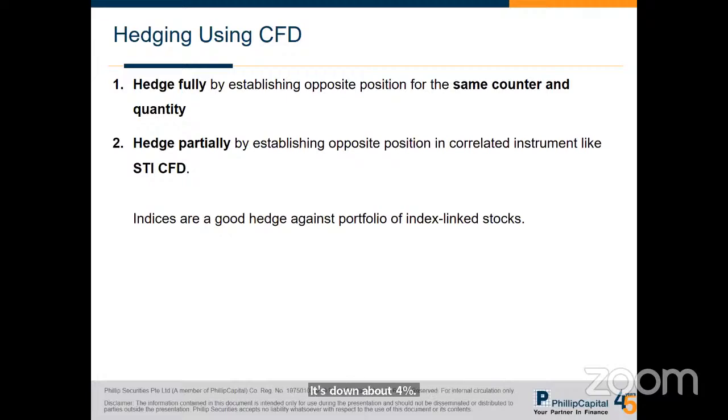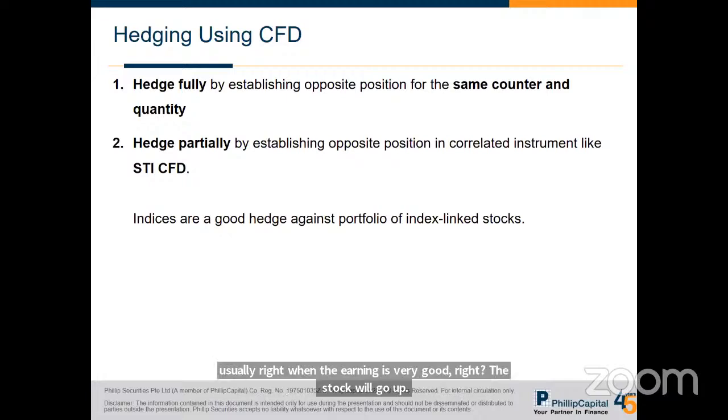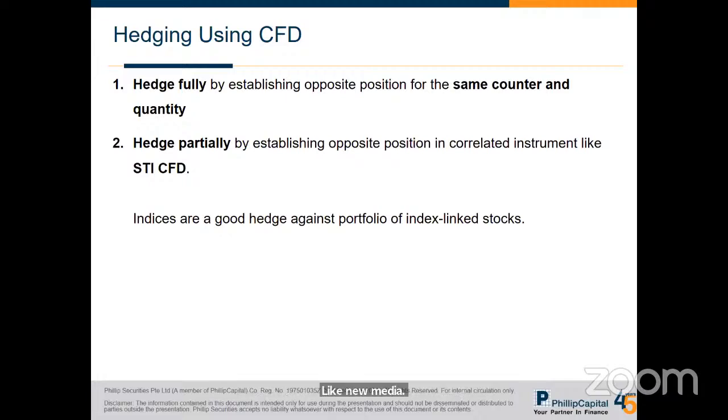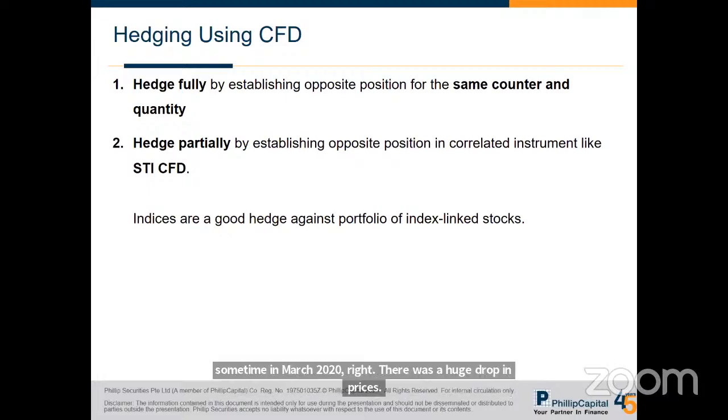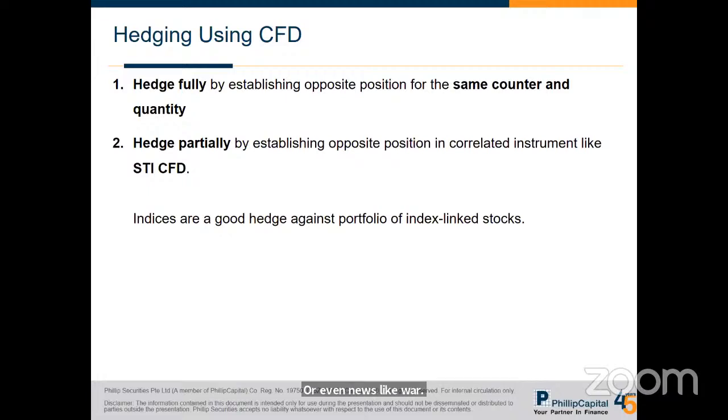If you're actively trading, you will know that on earnings report day, there will be an increase in the volume of the stocks. Usually, when the earnings are really good, the stock will go up. Like Nvidia's past earnings, it flew quite high. However, if the earnings are bad, investors will start losing trust in the company and start dumping it. And there's also news like, for example, COVID. If you remember, sometime in March 2020, there was a huge drop in prices, or even news like war. All this news will create fear in the market.